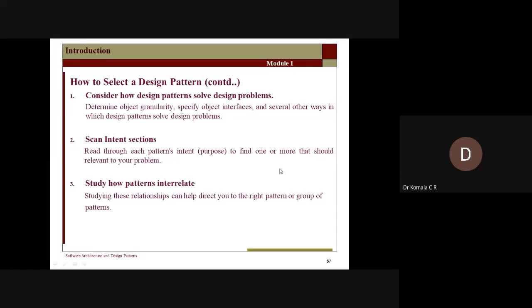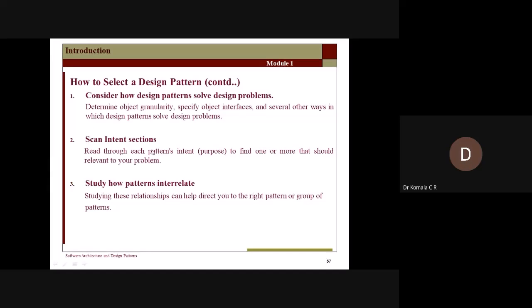So you have a problem to be solved. To solve this problem, I may need a single pattern or I may need a group of patterns. I can combine the group patterns here. So if I know the purpose of each of the design patterns, based on the problem, I will choose one pattern or more than one pattern. That is called scan intent sections. I will scan. I already know these are the patterns available. So among these n number of patterns, based on my problem to be solved, I will go for a single pattern or a group of patterns to be used.